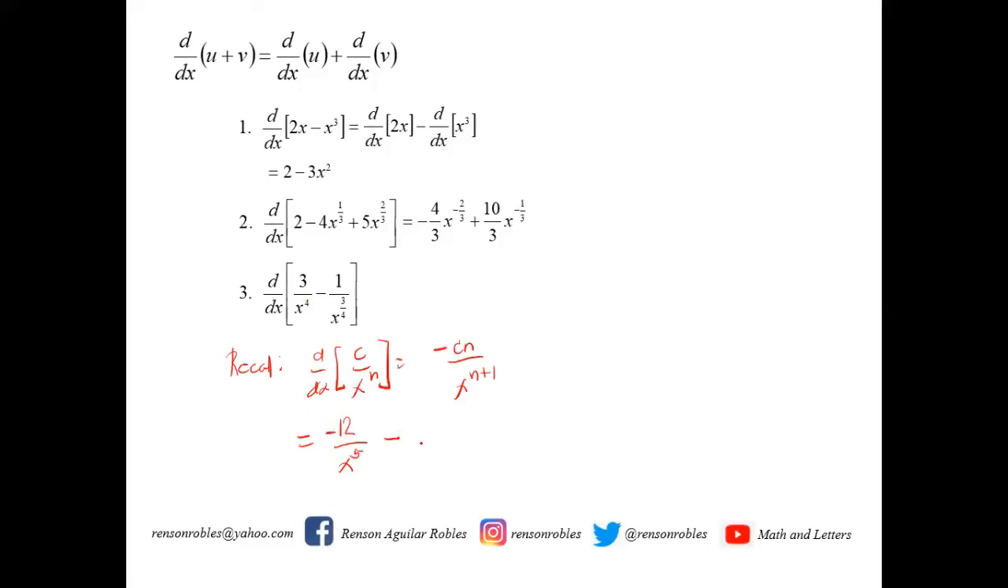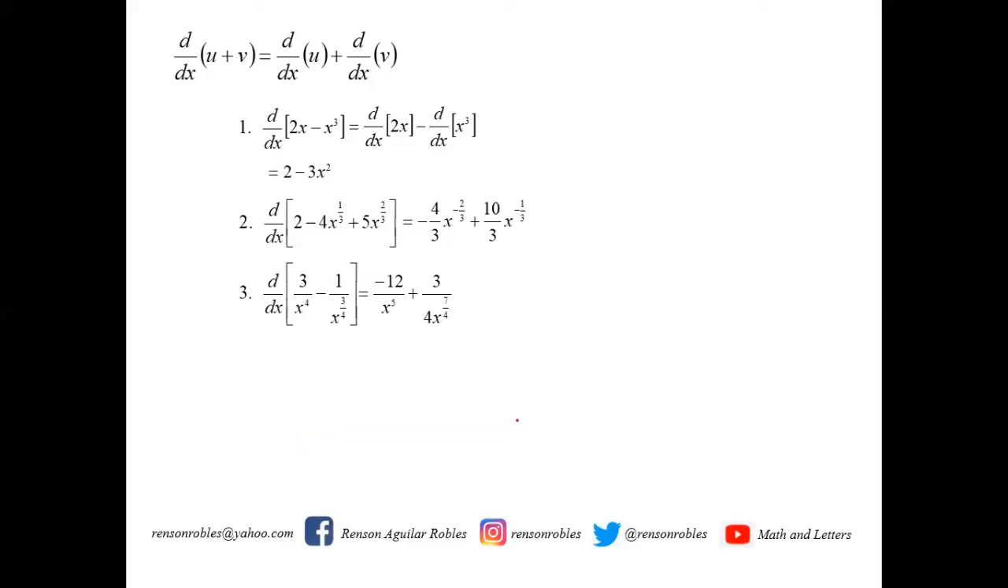Minus 3/4 times 1, so that's 3/4. Then x, 3/4 plus 1 is 7/4. And then you multiply it by negative 1. And you will have negative 12 all over x to the 5 plus 3 all over 4 x raised to 7/4.